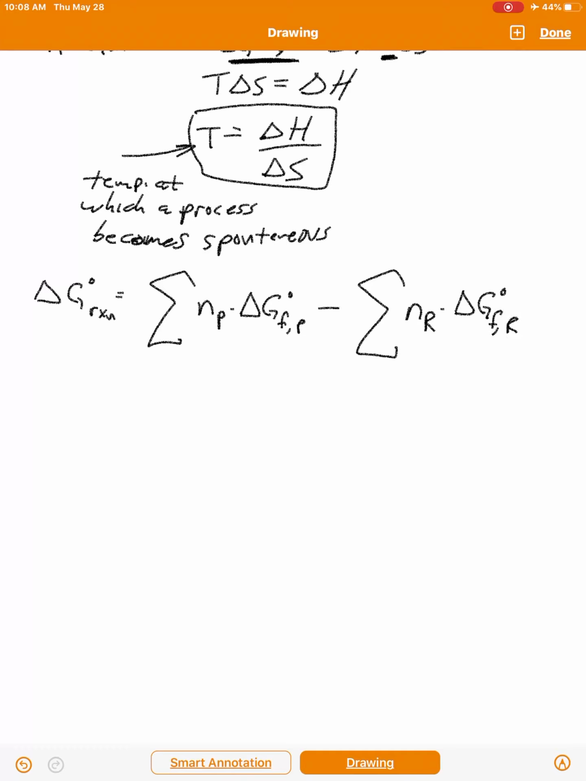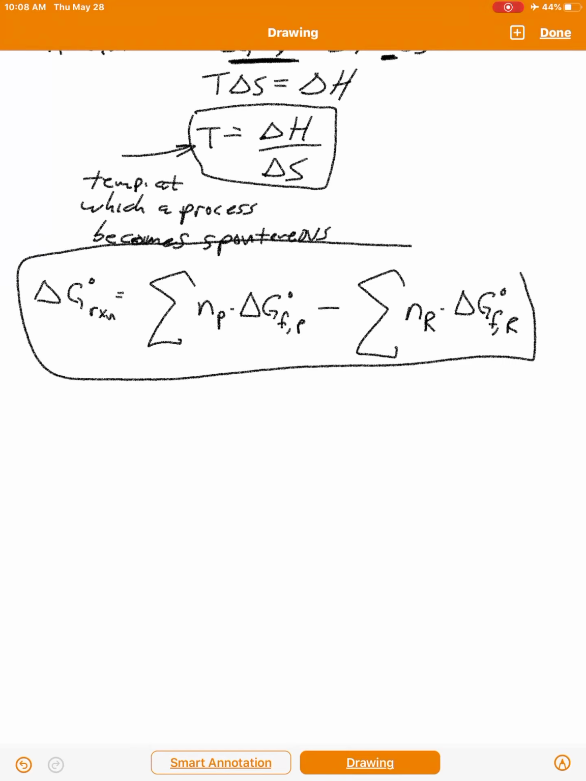So we can calculate it exactly the same way we would do delta H of a reaction or delta S of a reaction. These are all listed in Appendix 2. Very nice. It's a nice way to do it. There's other types of calculations we can do as well. We can look at phase changes, for example.